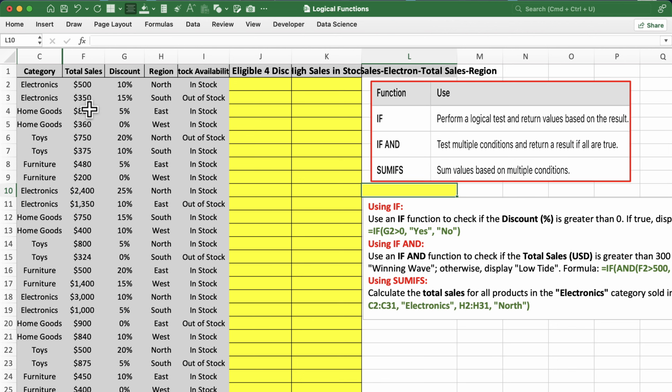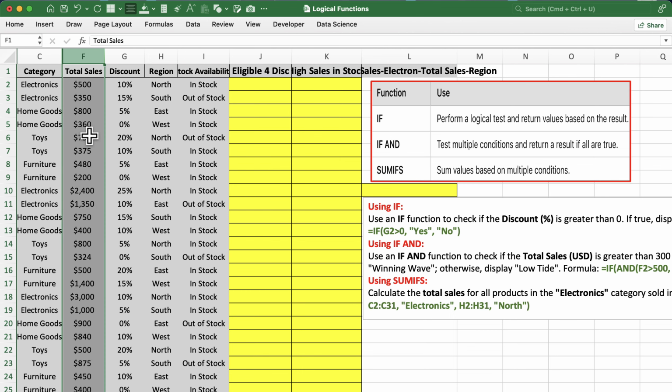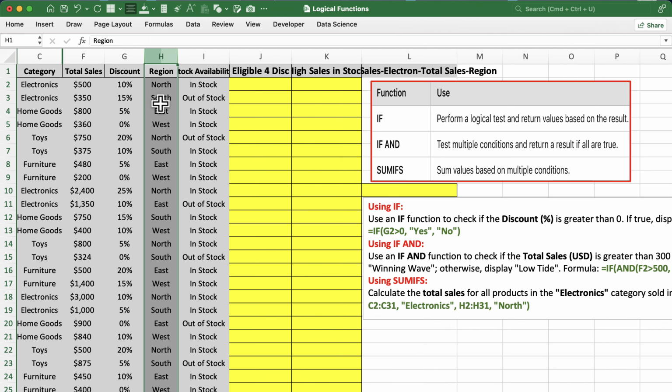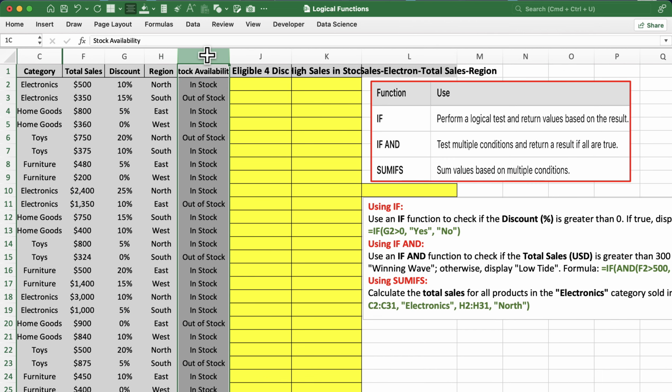It comes from multiple branches of a retail store, and these are columns. First column is about category, which includes items such as electronics, home goods, and toys. Next column is about total sales. Then discount column. Next column is about region, which includes north, south, east, and west. And last column is about stock availability and includes information whether a product is in stock or out of stock.